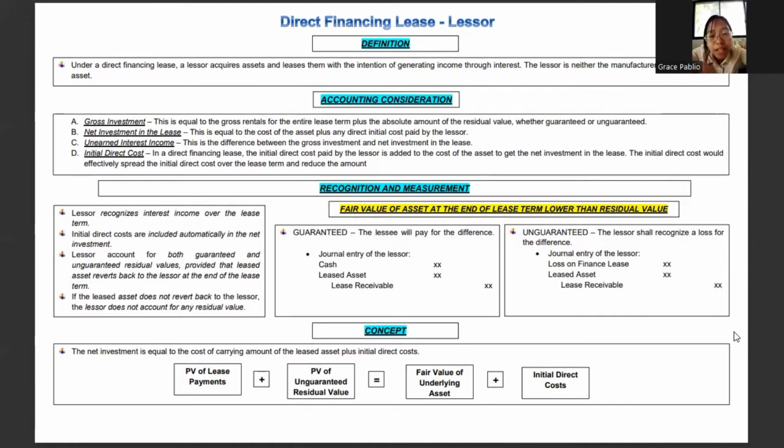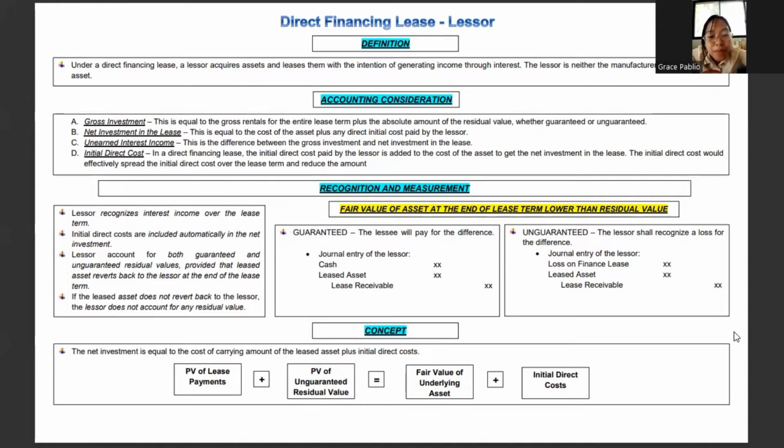Recognition. If the fair value at the end of the lease term is lower than the residual value guaranteed, the lessee will pay for the difference. Journal entry of the lessor: debit to cash, debit to lease asset, credit to lease receivable. If unguaranteed, the lessor shall recognize a loss for the difference. Journal entry of the lessor: debit to loss on finance lease, debit to lease asset, credit to lease receivable.